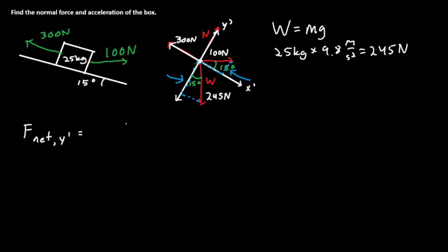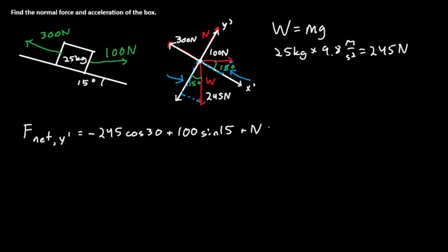Well, the weight force is 245 newtons. If you want to solve for this component of the weight force, you multiply it by the cosine of 30 to get the adjacent side. And this is negative since it's going in the negative y prime direction. We also have our y prime component of our 100 newtons. If you multiply 100 newtons by the sine of 15, you also get the opposite side component. And we also just have our normal force.